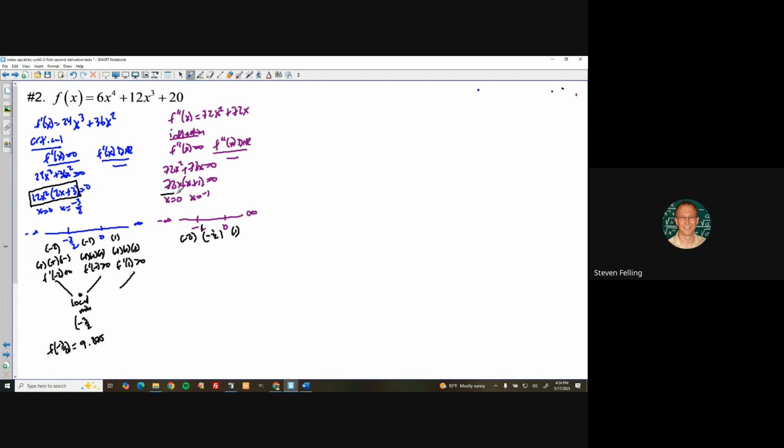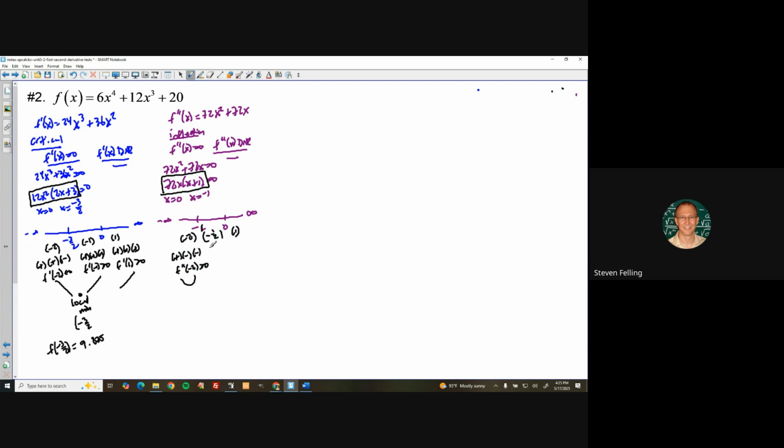So I'm testing into this, which is the factored second derivative. 72 is positive. X, that would be negative if I plug in a -2, and -2 plus 1 would be a negative. So that's negative times negative, which is positive. So that's going to be f double prime of -2 is positive, which tells me the curve is concave upward.